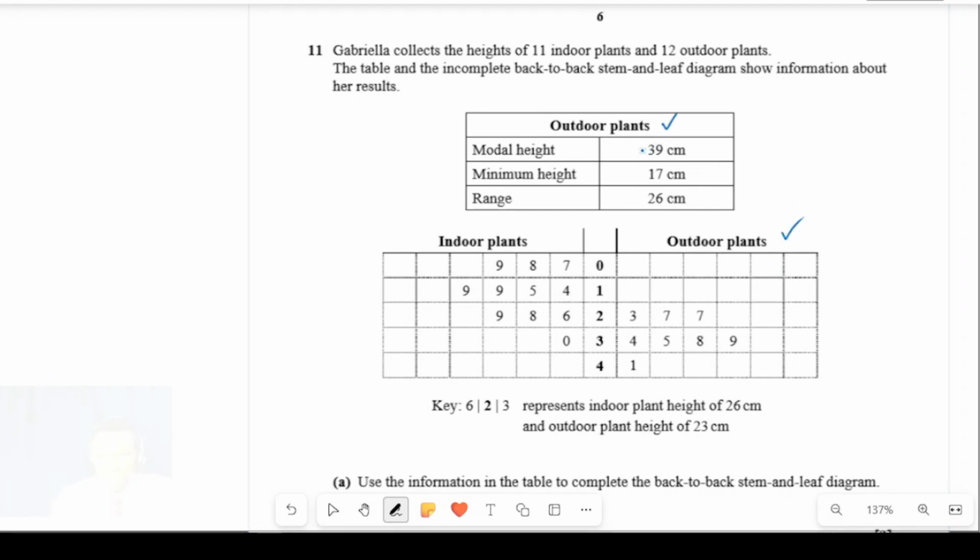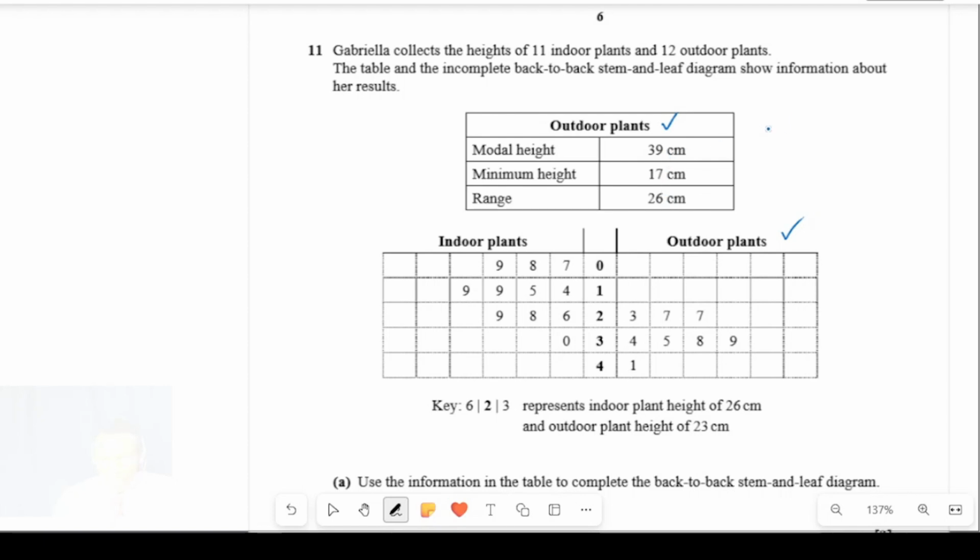Okay, now what do we mean by the modal height? The modal height is the height that is most occurring, the most frequent height that was collected. The minimum height is the lowest height, and then the range is the difference between the minimum and the maximum. So if we are given the minimum, then we cannot get the maximum height.